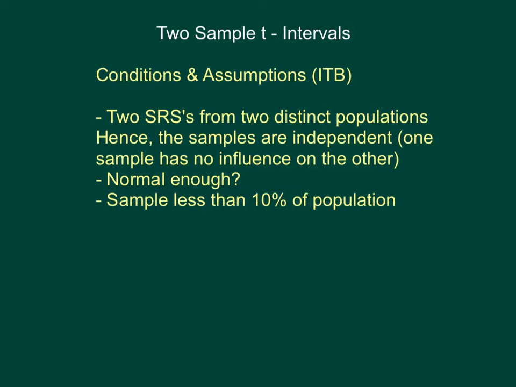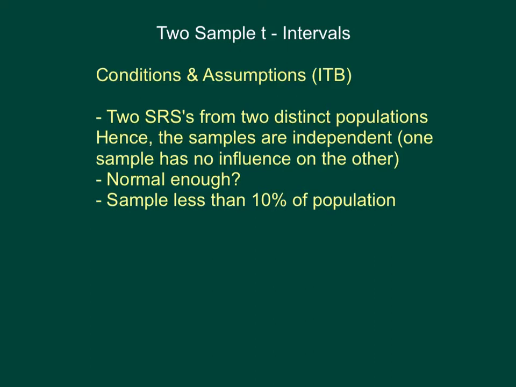We have to assume that, are we taking two simple random samples from two distinct populations? If we are, there is no overlap, and hence the samples should be independent from one another, meaning one sample has no influence on the other.